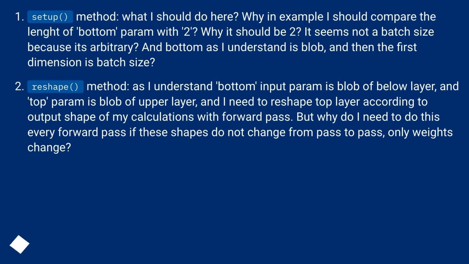Reshape method, as I understand, the bottom input param is the blob of the layer below, and the top param is the blob of the upper layer, and I need to reshape the top layer according to the output shape of my calculations with the forward pass. But why do I need to do this every forward pass if these shapes do not change from pass to pass, only weights change?